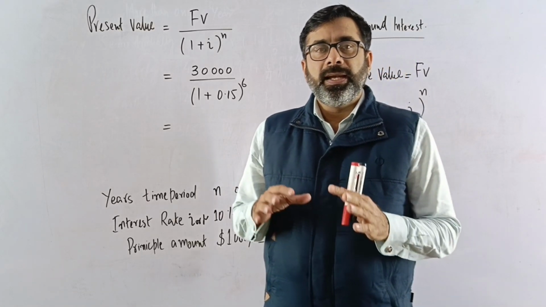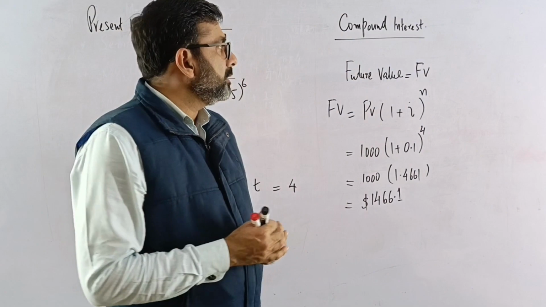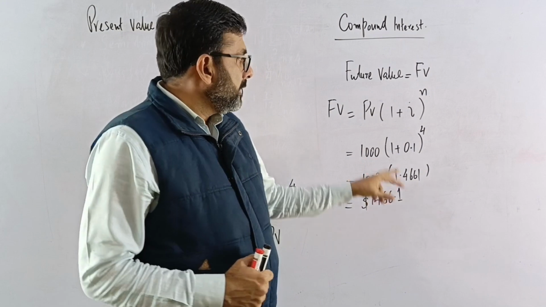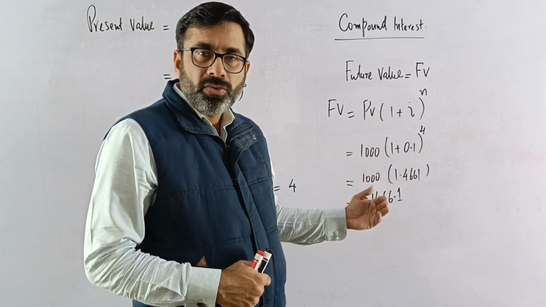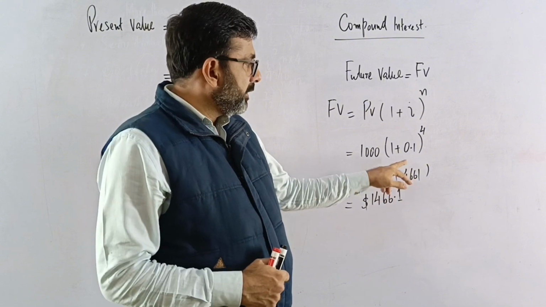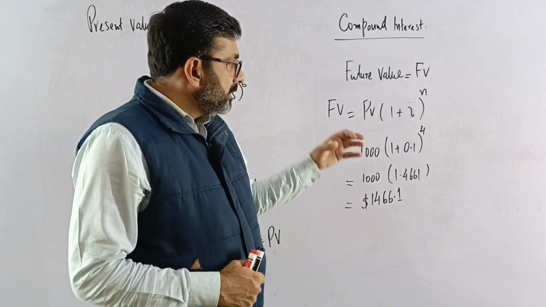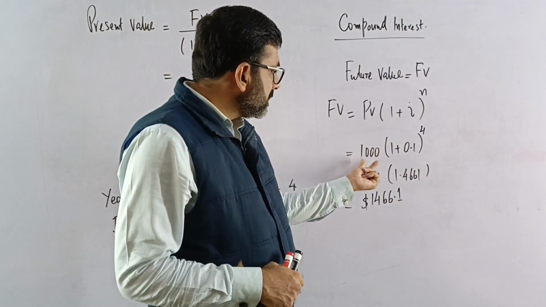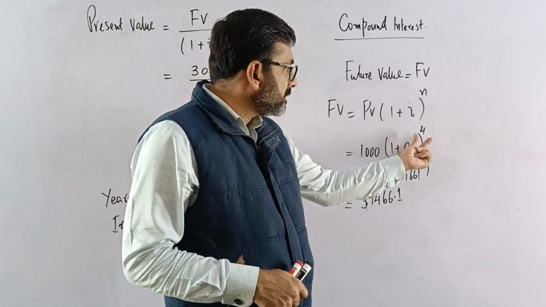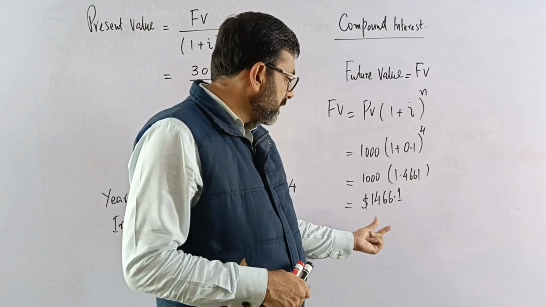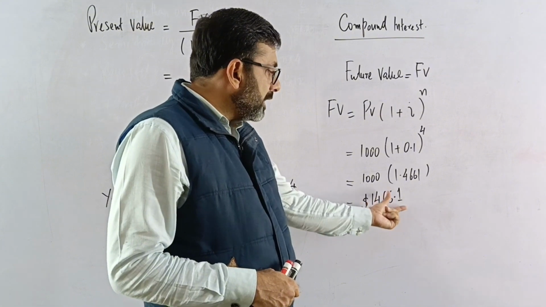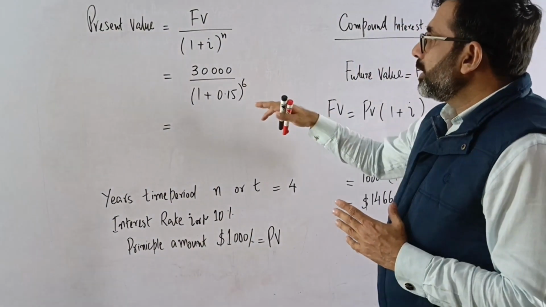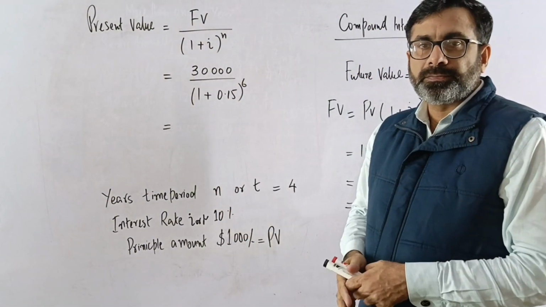Students, in the previous lectures we have discussed the future value of compound interest. We took a simple example: you invest $1,000 now for a time period of 4 years at a rate of interest of 10%. So this $1,000 is the present value, and after 4 years of investment at 10%, what you get in the future value is $1,461. In this lecture, we are going to discuss the concept of the present value.